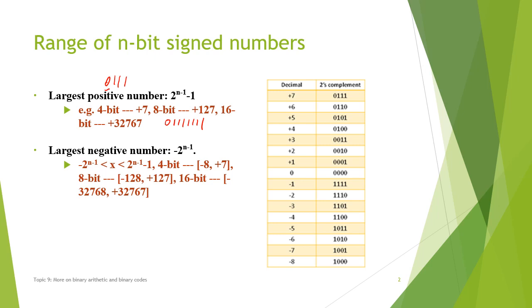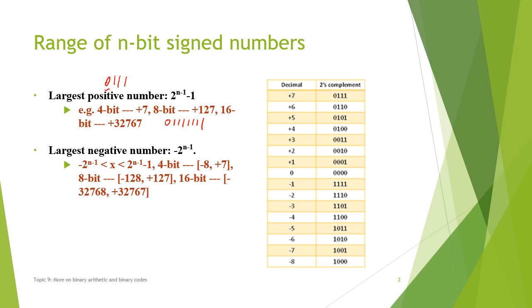However, for the largest negative number, largest here means the largest absolute value, okay? So the largest negative number equals negative 2 to the power of n minus 1. So you see there's a little difference between the negative and the positive. Why is that? Let's take a look using an example.